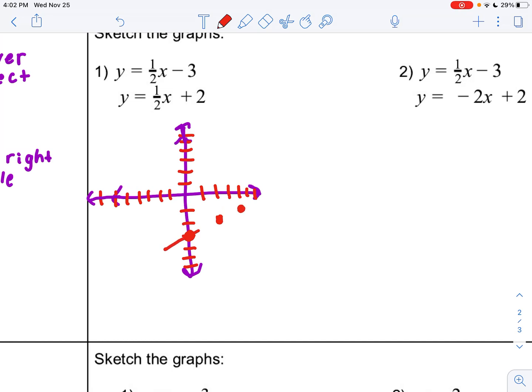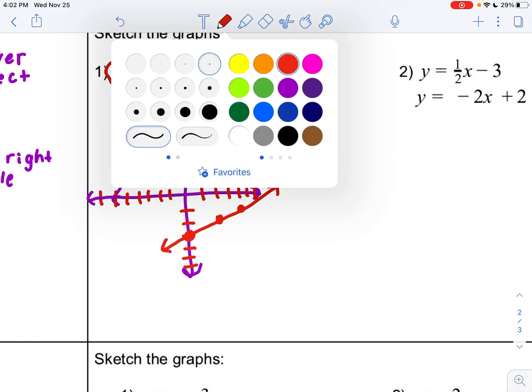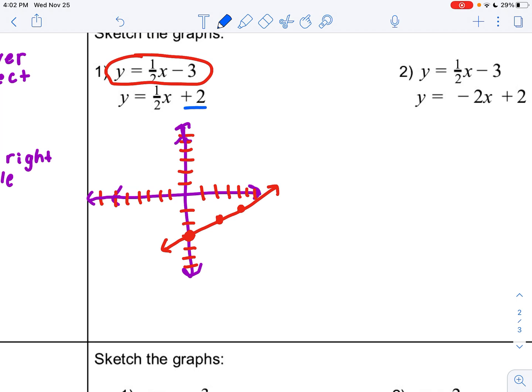Okay, and then you're just going to draw that line. So that's one of them. That's this one. And then the next one I'll draw in blue. My y-intercept is 2, so you're going to go up 2 on the y-axis. You'll always start here with your y-intercept. And then you're going to rise 1, run 2 again. So rise 1, run 2. Go up 1, to the right 2.